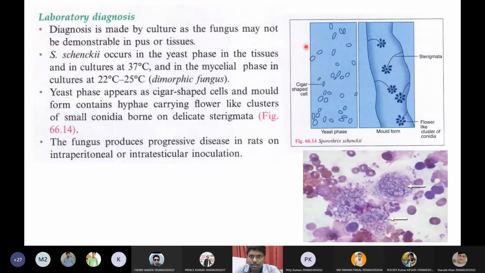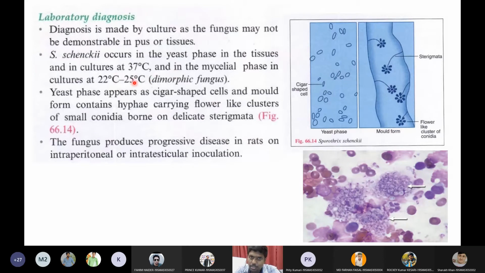By visualizing these two forms, we can conclude that it is a sporotrichotic infection, because it is a dimorphic fungus. Diagnosis is made by culture, as the fungus may not be demonstrable in the pus or tissues. So we need to culture this fungus on SDA media at two temperatures: we need to incubate at 37 degrees centigrade, and also at 25 degrees centigrade.